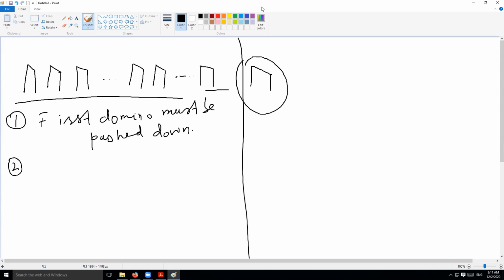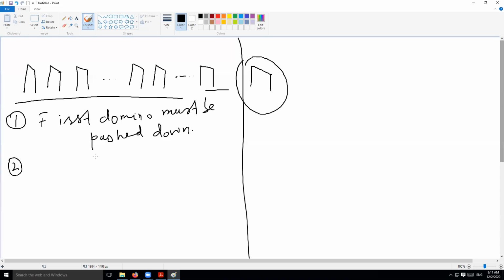The second point should be that the second domino should be down. Only the second. One by one, we will put all down, sir. One by one, they should go down.